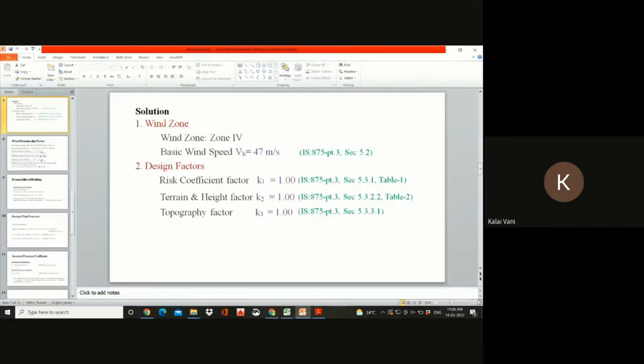So first step, wind zone. The wind zone comes under zone 4. So basic wind speed Vb is equal to 47 meter per second. So this is as per section 5.2 of Appendix A. So design factors, this is the risk coefficient factor in the formula.